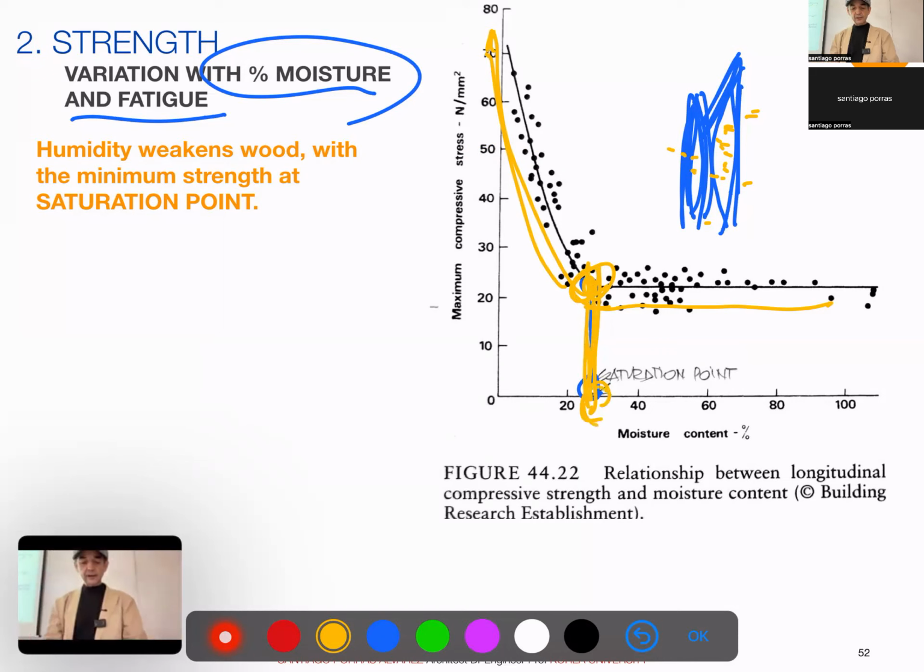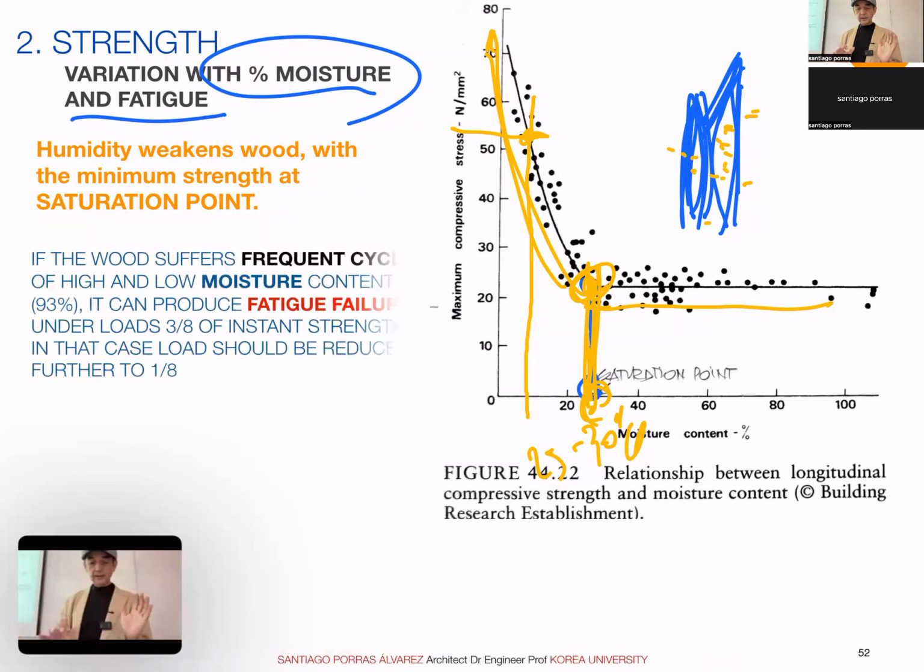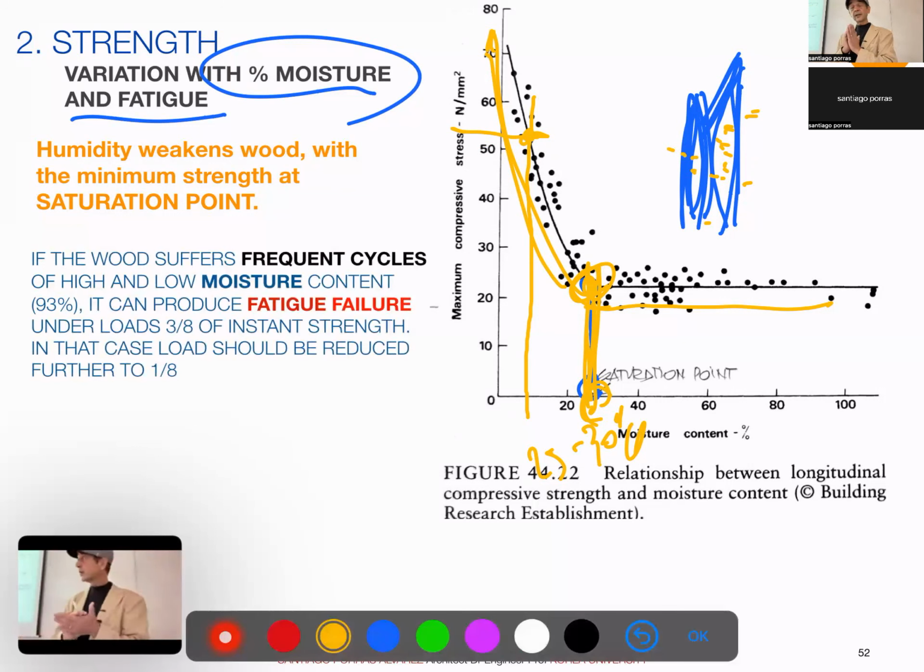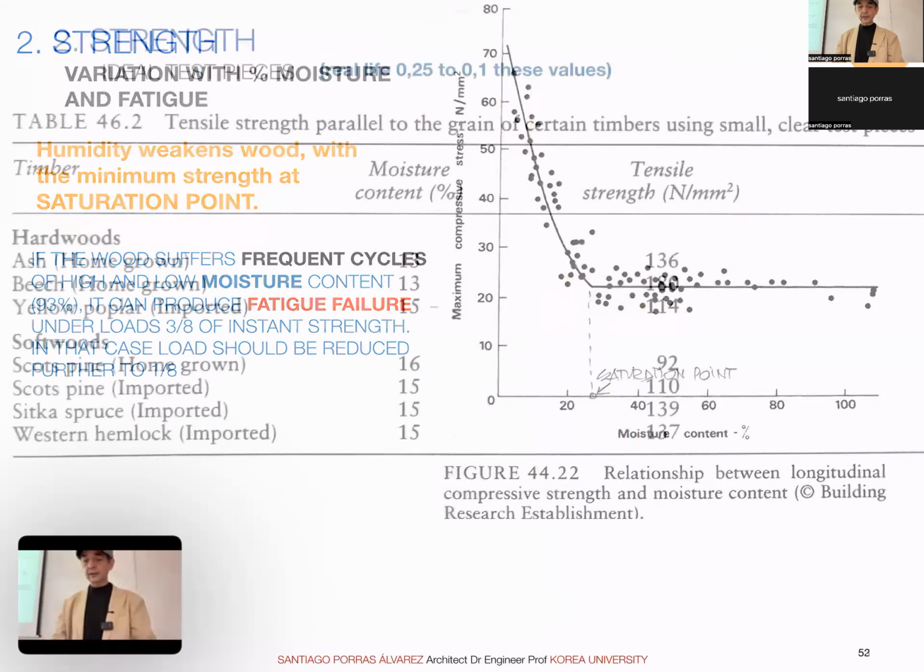And usually it's about 25 to 30% of total water content of the timber. And we cannot dry totally, so 12% is the standard, right? But if you have it totally dry, it would be stronger. So that's the point. The weakest point is the saturated timber, right? 25, 30%, depending on the species. And then if it gets dry and gets humidity again, it gets fatigued. So we have, again, to reduce the load quite significantly.